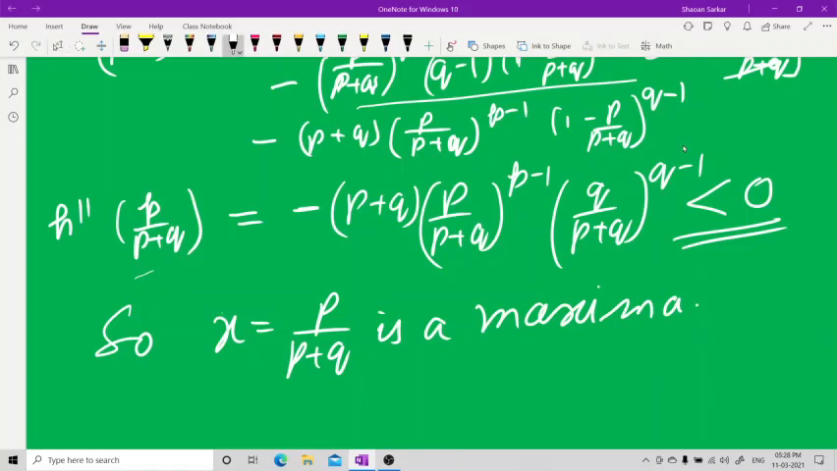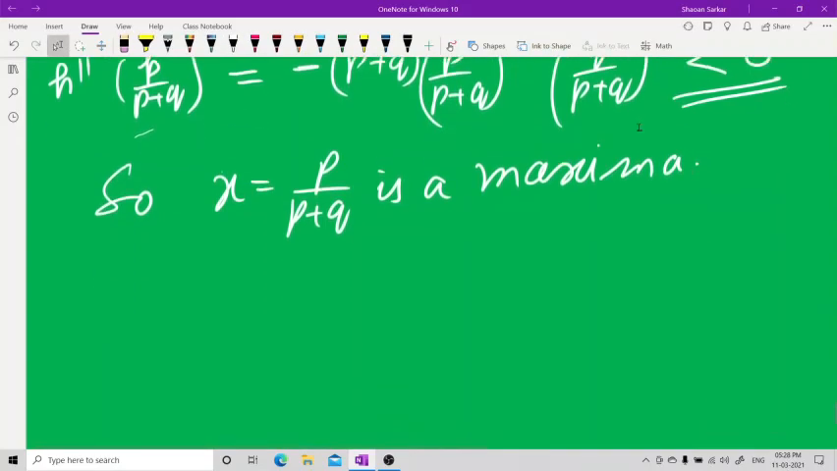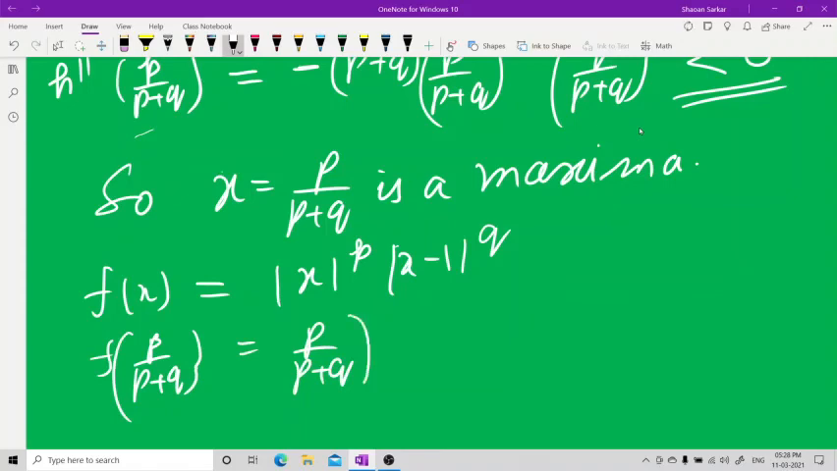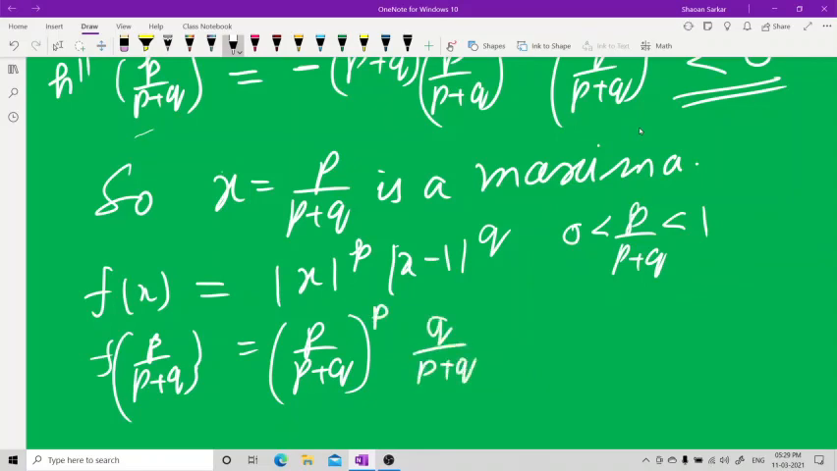Now I want to find the maximum value. So just put, what is fx? What was fx? Fx was mod x to the power of p, x minus 1 to the power of mod q. Just put the values f of p upon p plus q. Both are positive, so p upon p plus q is positive, because this lies between 0 and 1. So the mod value is just the same. So now you take, this will be q upon p plus q to the power of q. So now this is p to the power of p, q to the power of q, over p plus q.